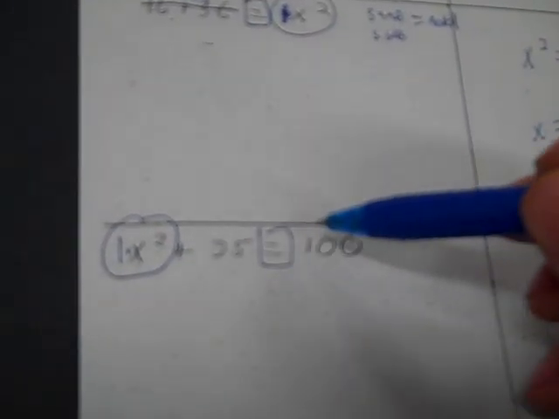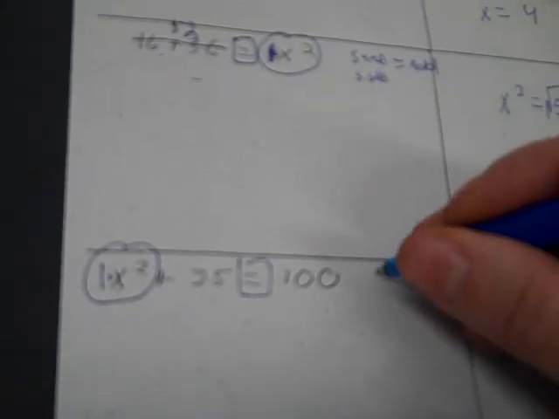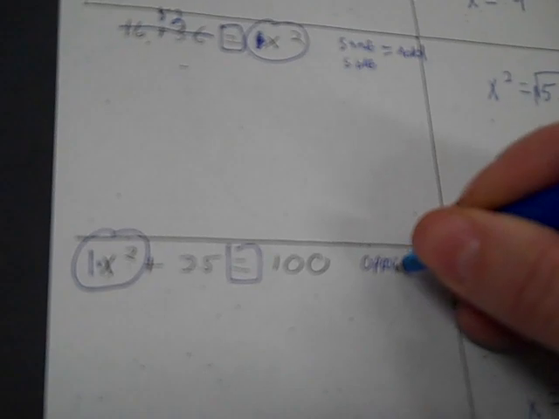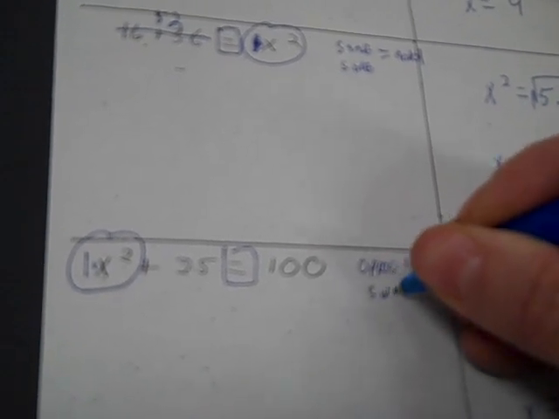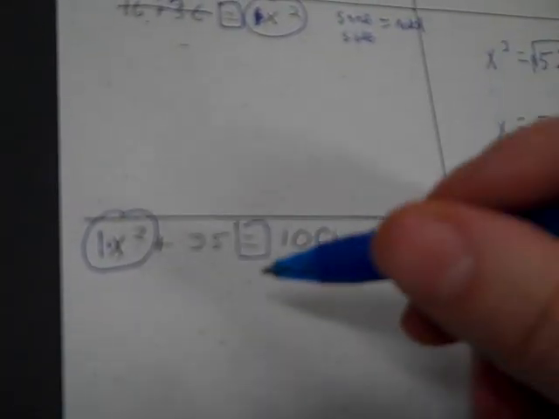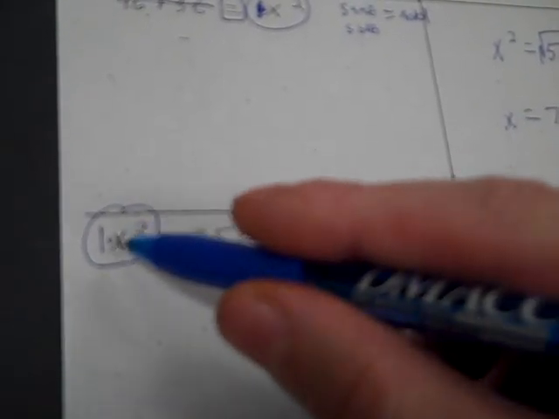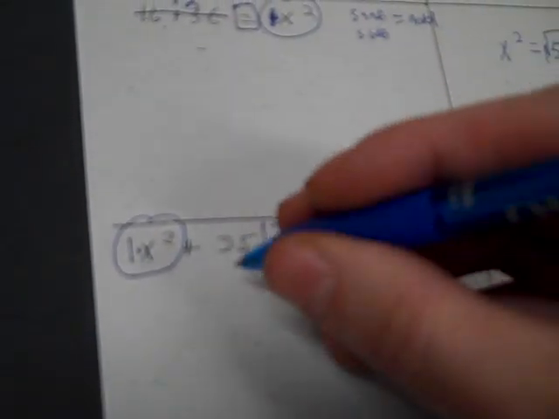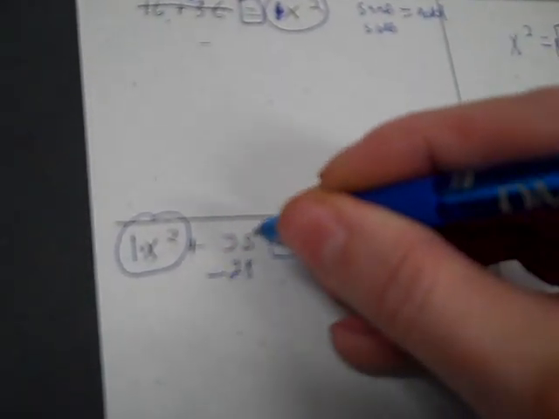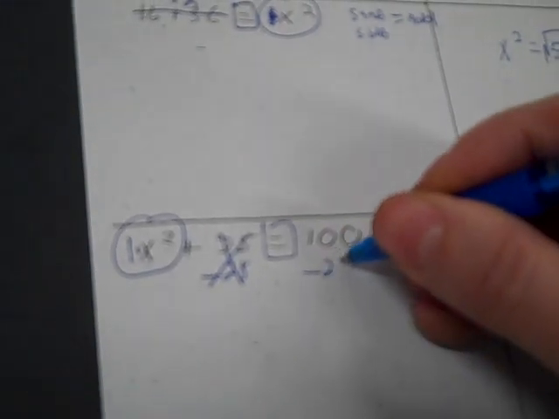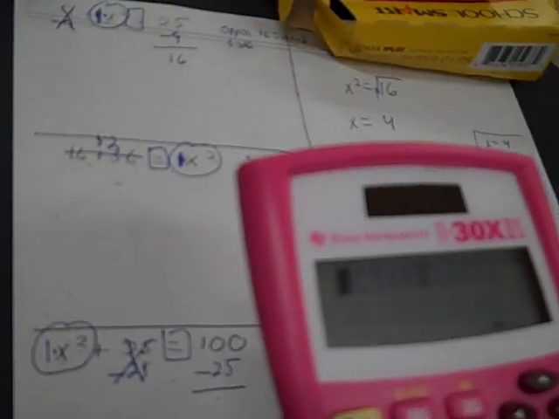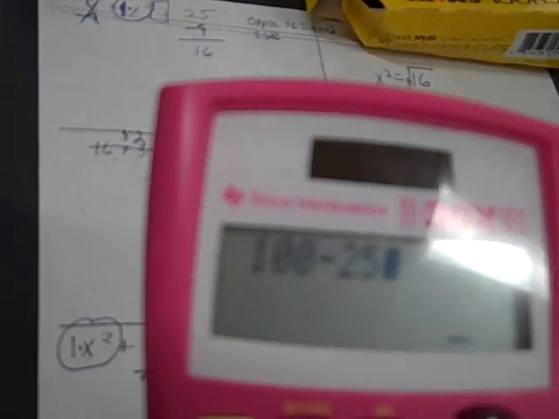And here's my equals. The 25 and 100 are on opposite sides. If they're on opposite, we're going to minus. But you got to minus the right one. You minus the number that's on the same side as the bubble, so it'd be 25. So I minus 25, minus 25. So 100 minus 25 is 75.